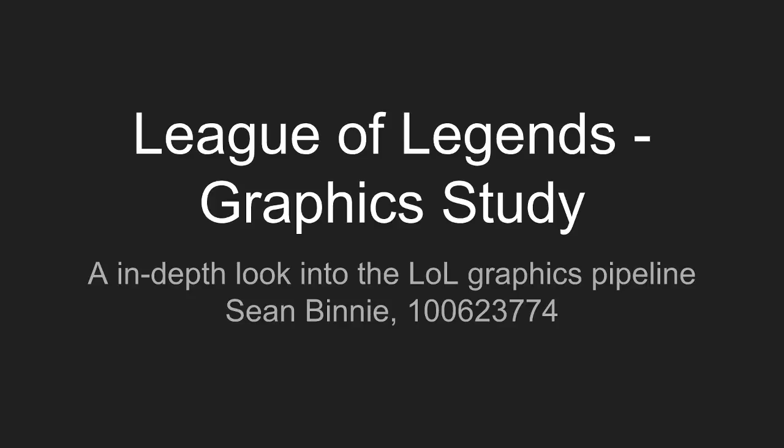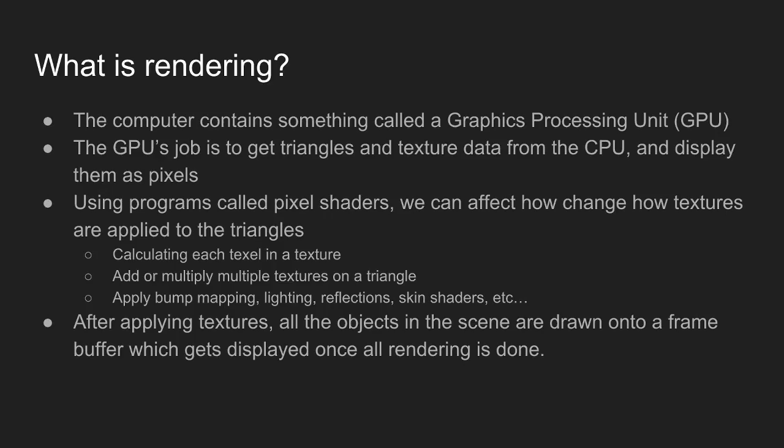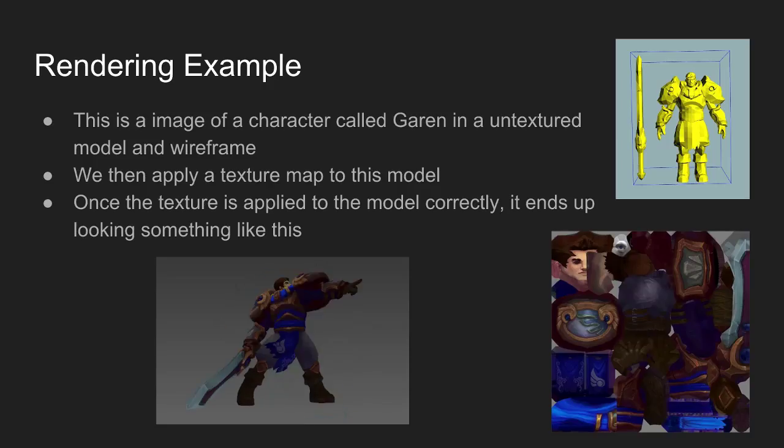This is a study on the League of Legends graphics pipeline. To start, we need to know what rendering is and how it works. What happens is the GPU gets triangles and textures and displays them as pixels using a pixel shader. These shaders do things like calculate texels, add or multiply textures on a triangle, or apply bump maps, lighting, reflections, and shaders. This is an example of rendering.